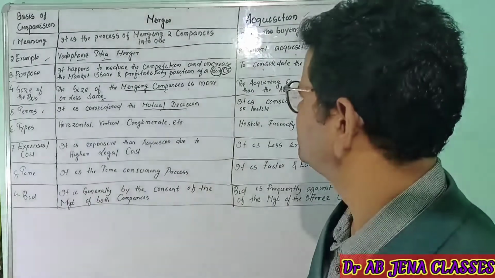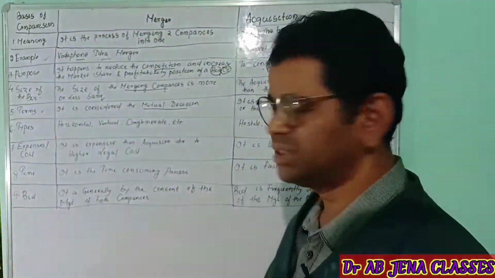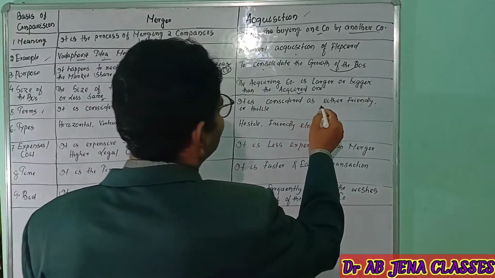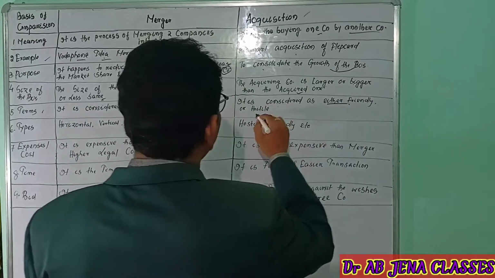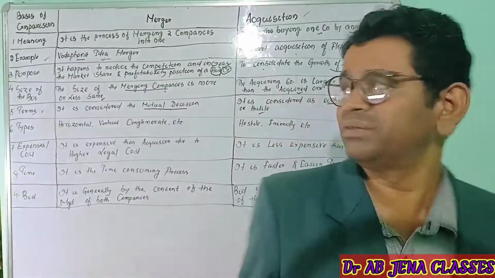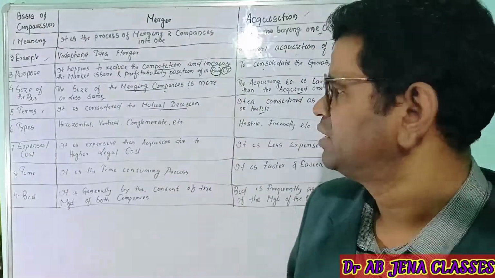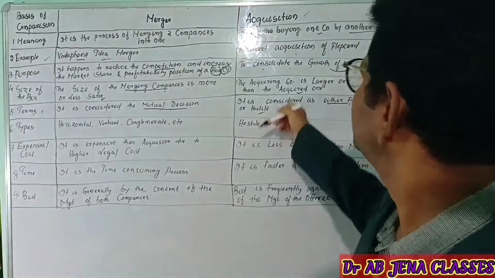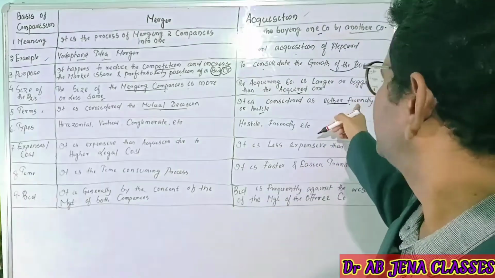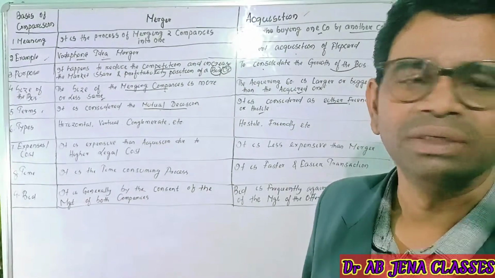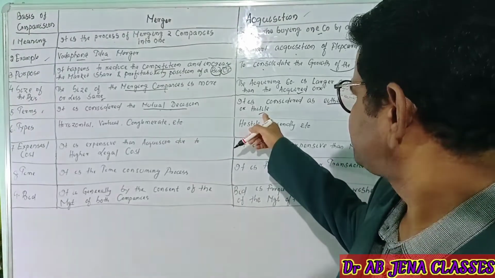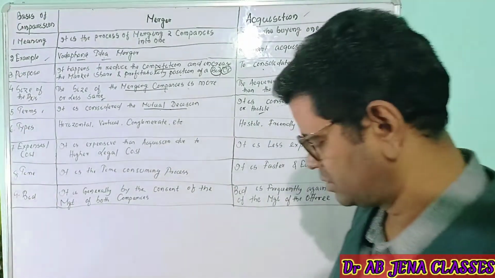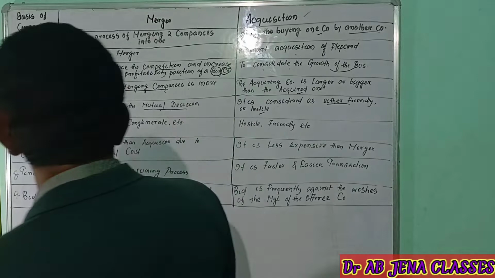In the case of acquisition, such things will not happen. Here the acquisition is considered as either friendly or hostile. A merger is always friendly, that's why it is a mutual decision. But in the case of acquisition, it may be friendly or it may be hostile. Hostile means a company will acquire another company at any cost, in a hostile manner.